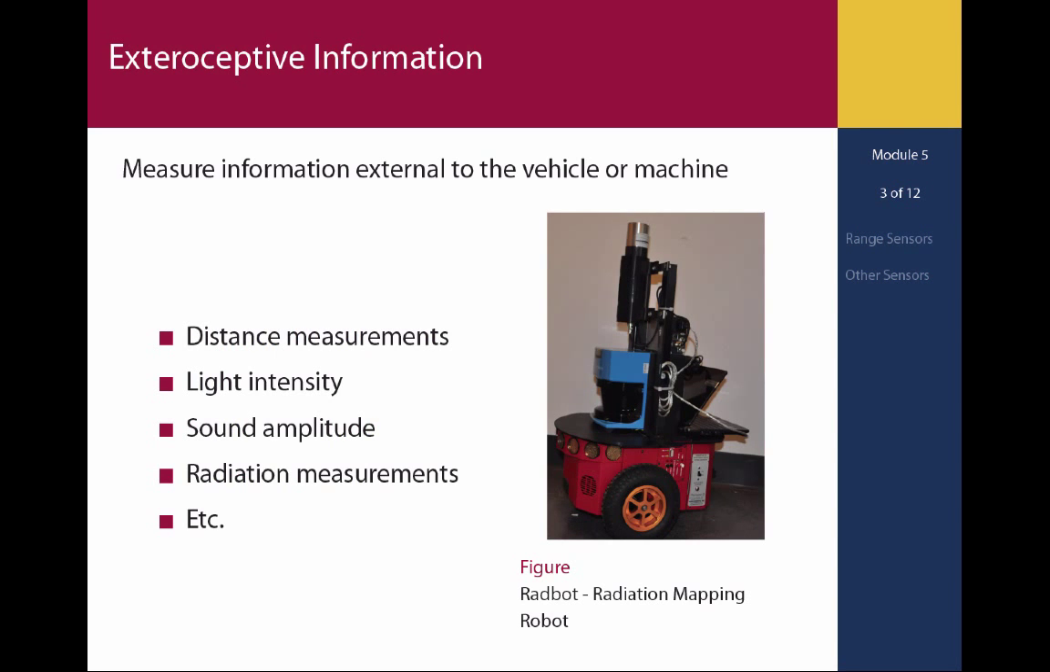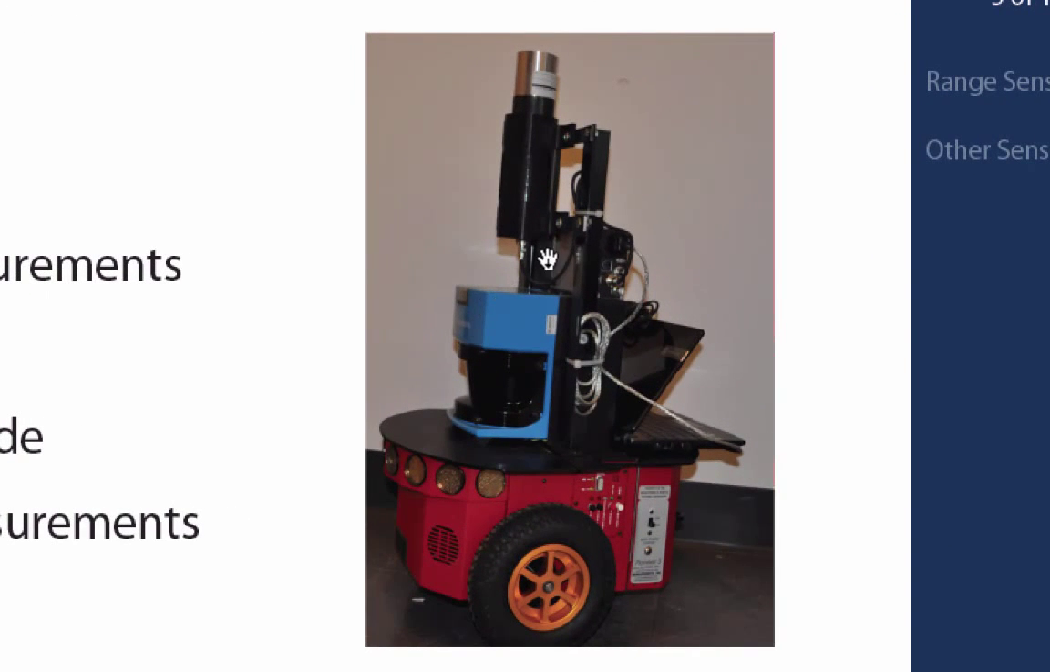As you saw in an earlier lesson, exteroceptive sensors gather information external to the vehicle or machine. For example, these could be distance measurements between the vehicle and an object, light intensity, sound amplitude, or even things like radiation measurements, temperature measurements, and so on. So the robot you see here is a RadBot, a radiation mapping robot, and it has a number of different exteroceptive sensors on it.